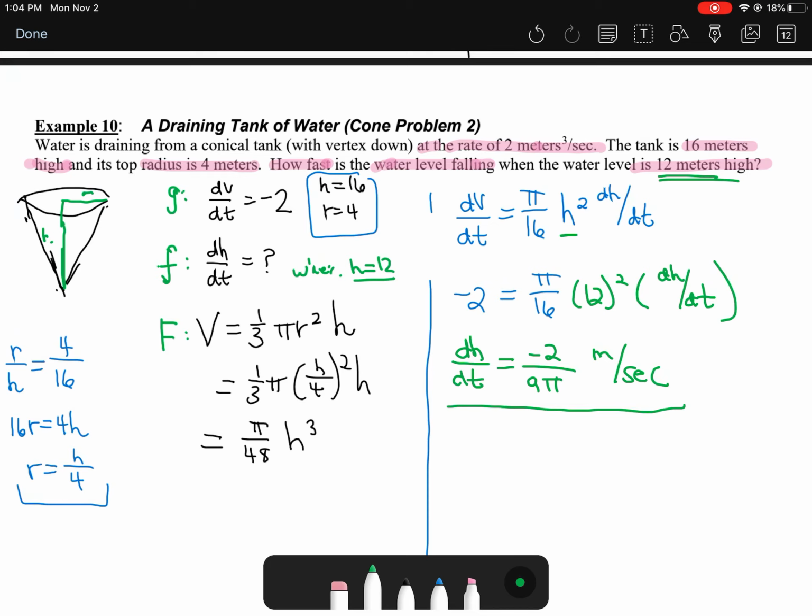That was a tough one. So the water level is falling at a rate of 2 divided by 9 pi meters per second when the water level is 12 meters high.